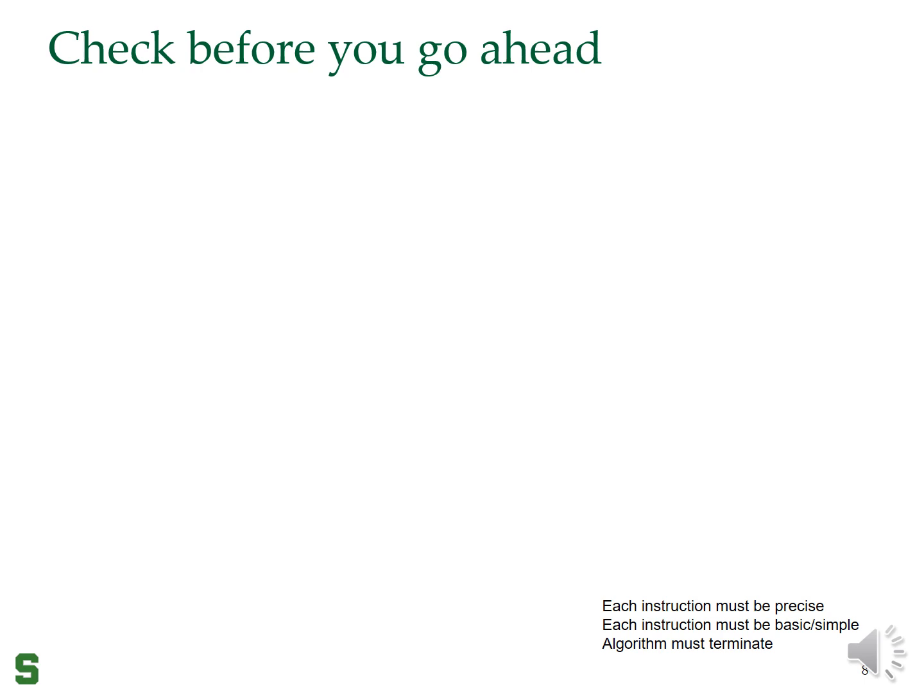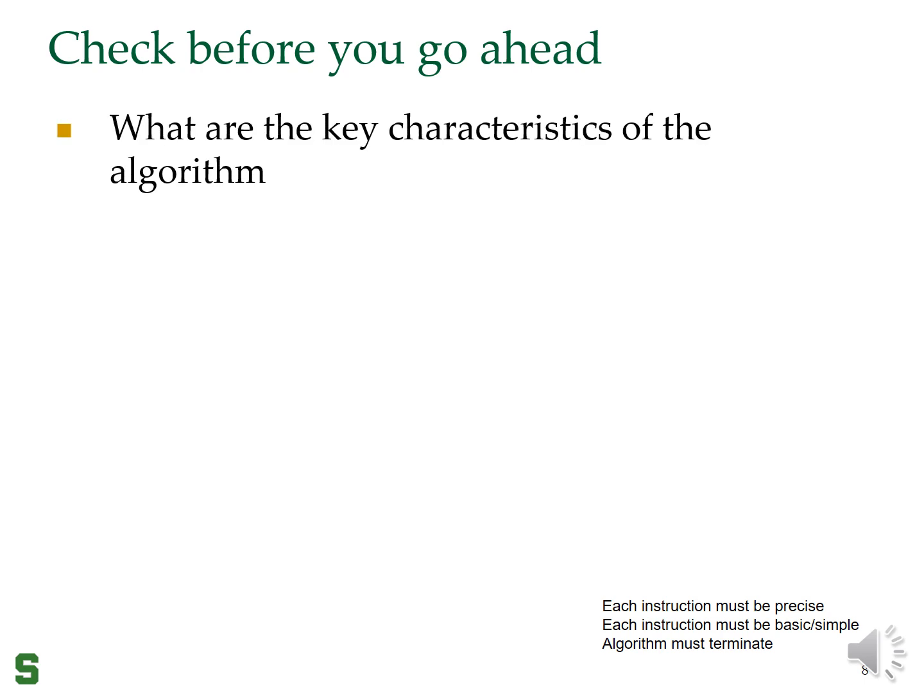Once again, we have reached the check before you go ahead slide. The key thing I want you to get from this video is what are the key characteristics of the algorithm. And as I said in the previous slide, we want each instruction to be precise. We don't want ambiguous instructions. Each instruction must be simple. Basic things like addition, subtraction, etc., not complex instructions that would need to be implemented by other instructions. And another key characteristic is an algorithm must terminate.